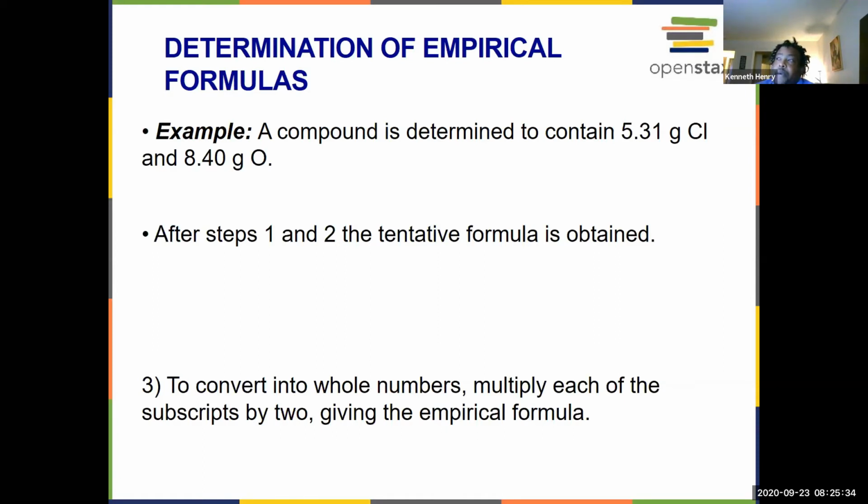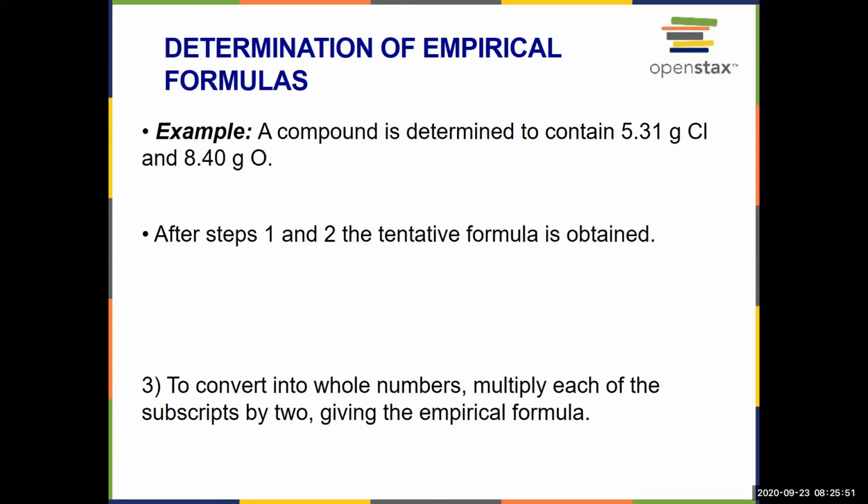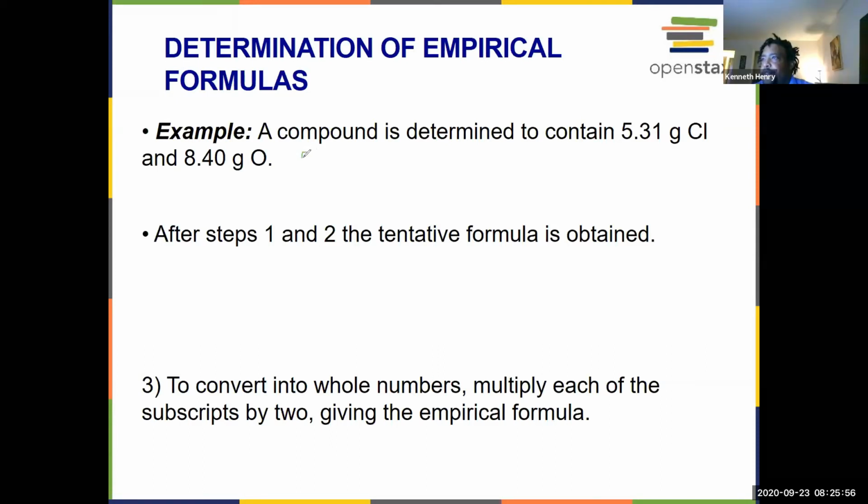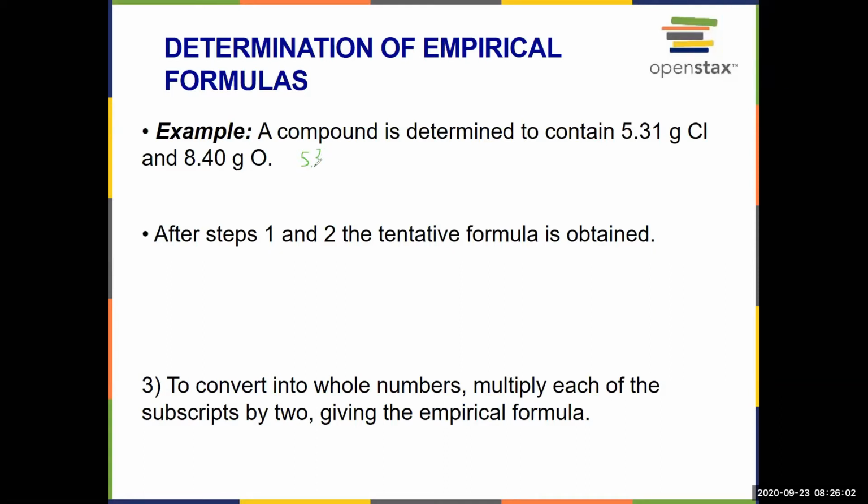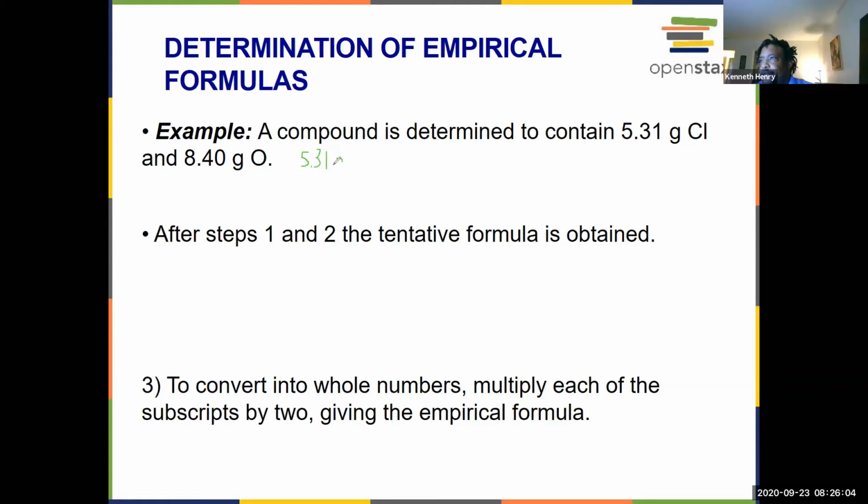Okay, so it says a compound is determined to contain 5.31 grams of chlorine and 8.40 grams of oxygen. Determine the empirical formula. So what are we going to do? Find your moles. So our given is what? 5.31 grams of Cl. So we're going to start off with our given.